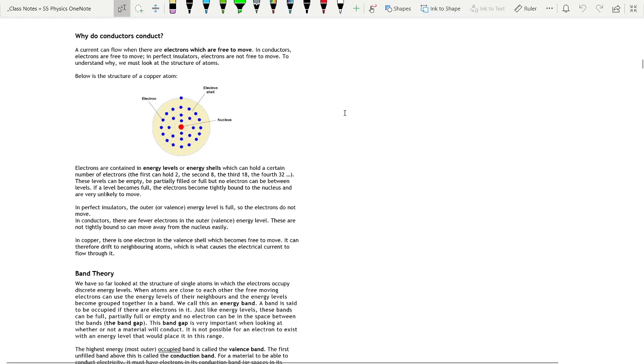So current can flow when the electrons are free to move. In conductors, electrons are free to move. In perfect insulators, electrons are not free to move. And to understand why, we need to look at the structure of atoms.